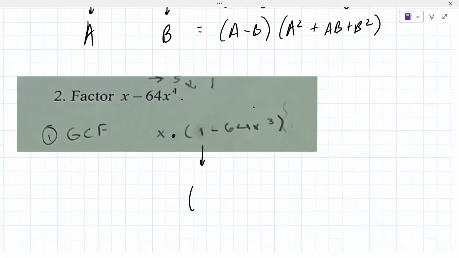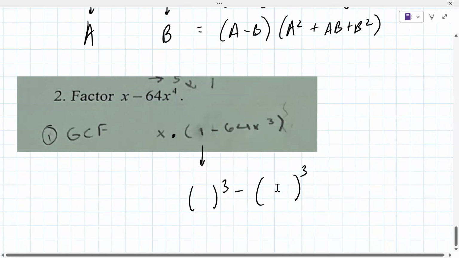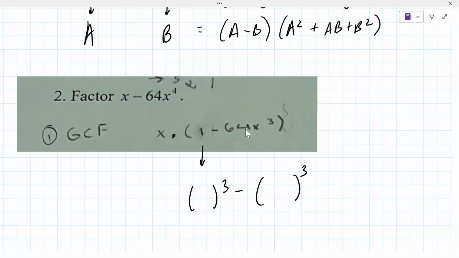So this 1 is something cubed, and 64x cubed is something cubed. You have to figure out what goes in parentheses here. What do you cube to get back to 1? What do you cube to get back to 64x cubed? 1 and 4. Well, 1 gets you to 1, 4 gets you to 64, but not x cubed. 4x. Yeah. So 4x, good.